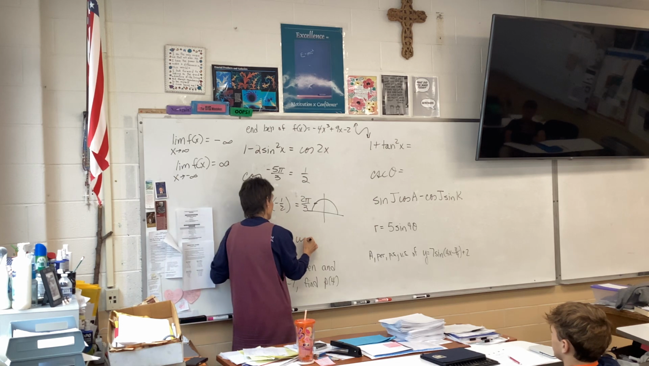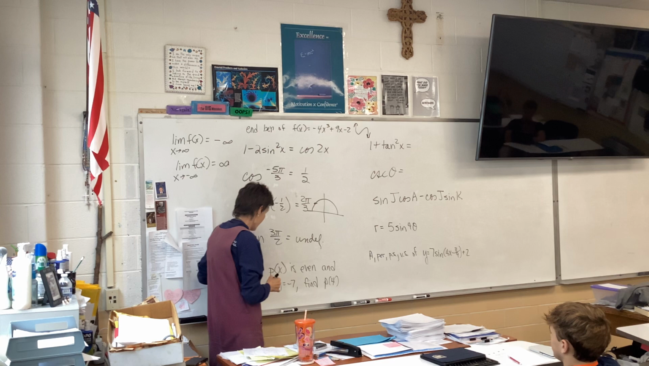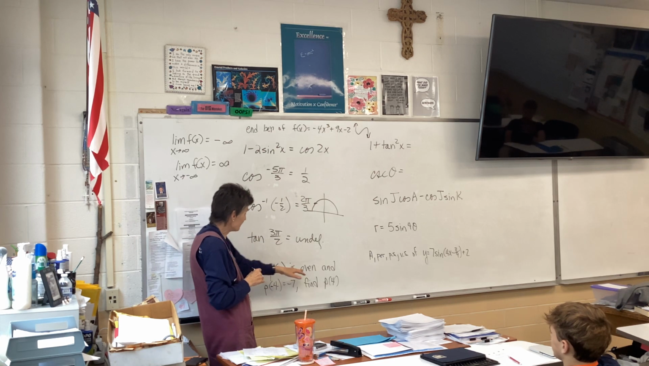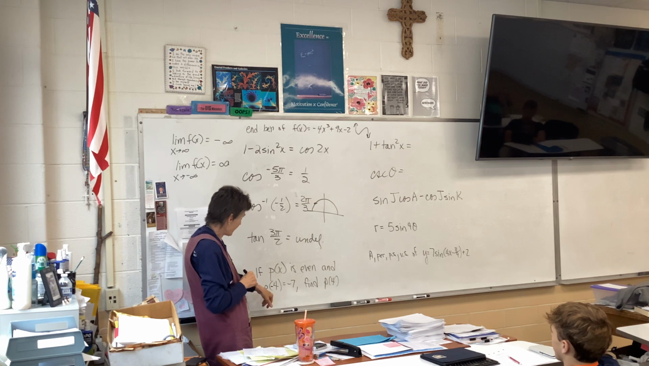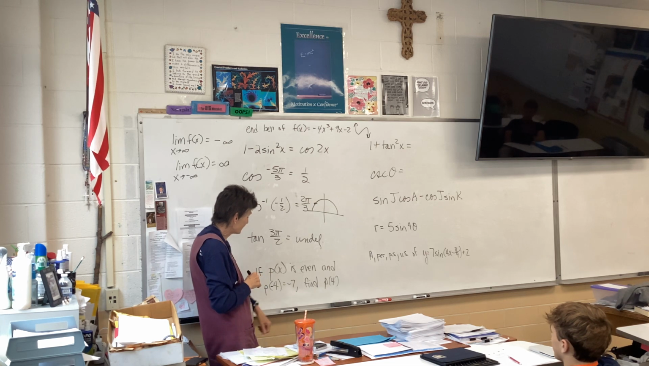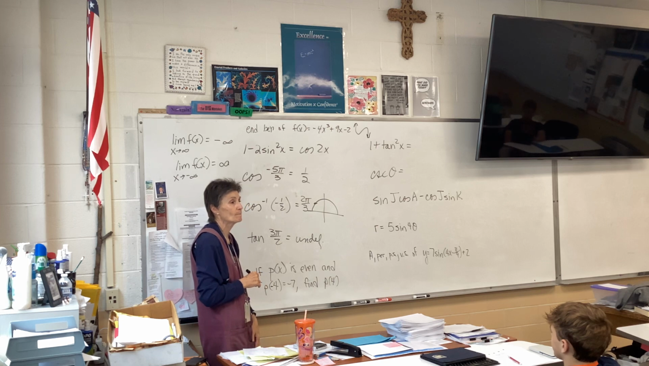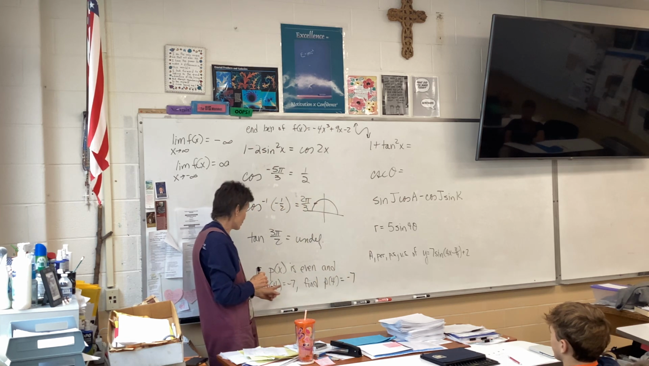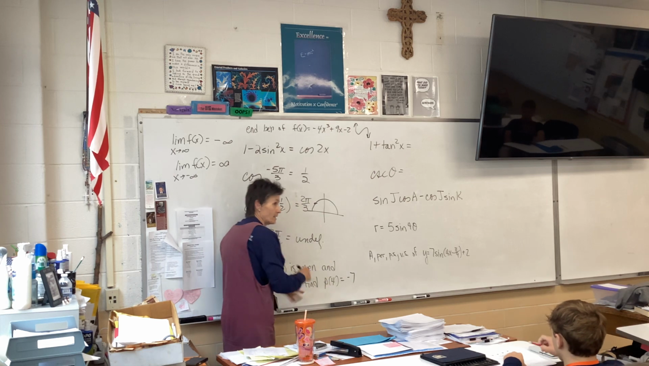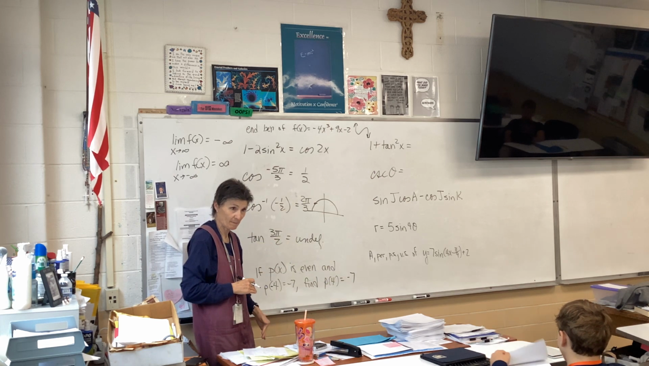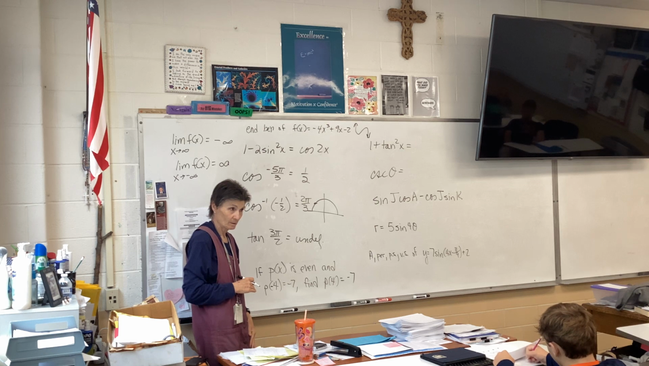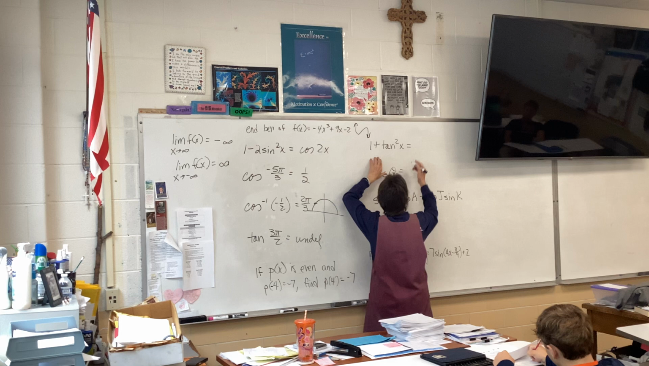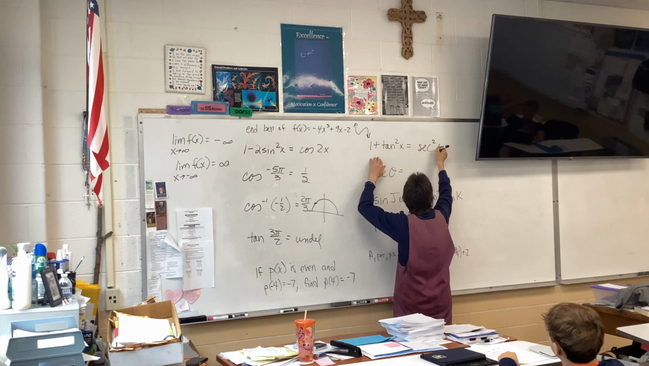Undefined. Yep, undefined. If p of x is some function, and it's an even function, and p of negative 4 is negative 7, what's p of positive 4? Negative 7. Because in even functions, changing the sign on the input does not change anything about the output. Right? 1 plus tangent squared. Secant squared. Very good.